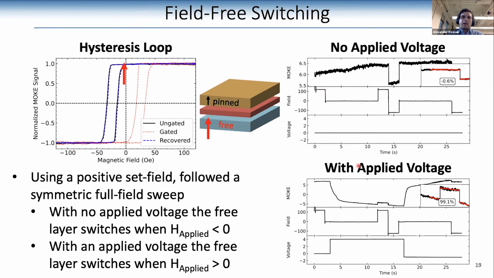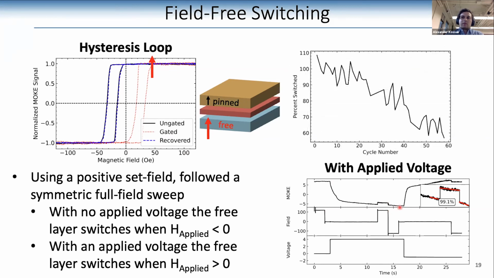And now when we apply a gate voltage, we can again start with the positive pulse to saturate our material in the top state. We then gate our device, and we know that our device switches without a field applied, because now when we do the interrogation with this positive field pulse, that's where we see the switching in the MOKE signal. And there's no switching with the negative pulse. And we can quantify the amount of switching in the MOKE based on the relative difference in the MOKE signal before and after the switching event. And we can see that it's pretty stable up to 20 cycles before it starts to decay.